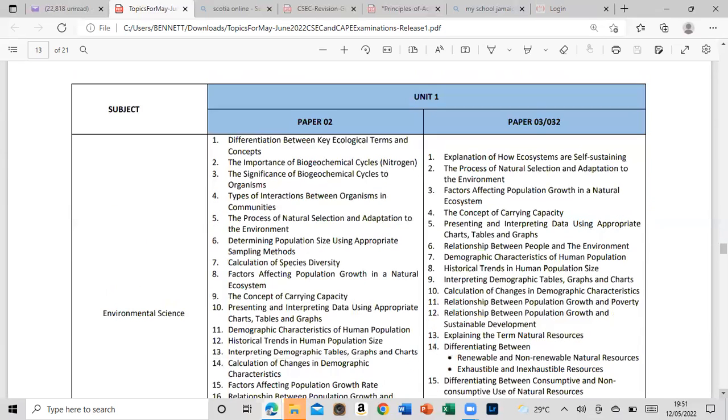All right, let's see what subject comes now. Environmental science, and this is a whole lot. Oh my God. All right, differentiation between the key ecological terms and concepts.